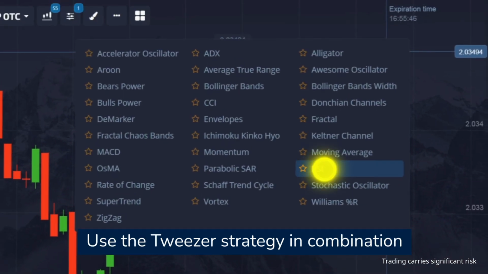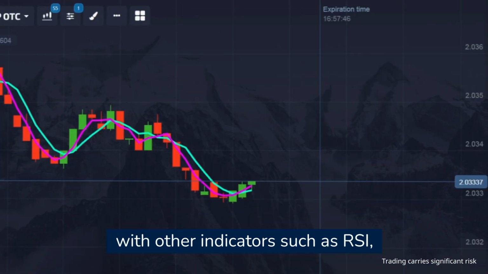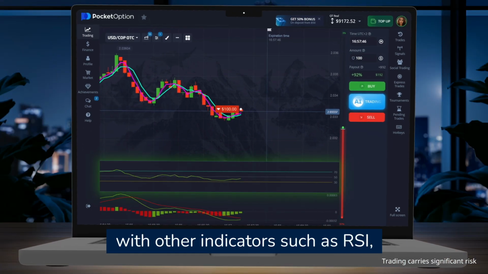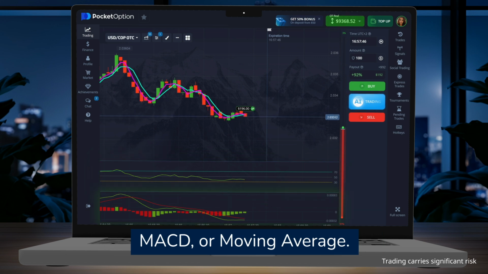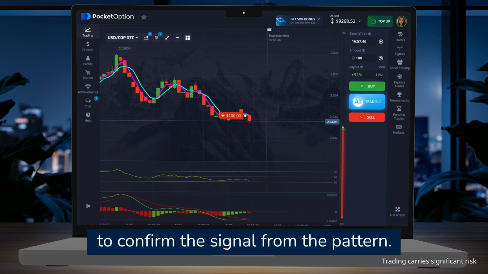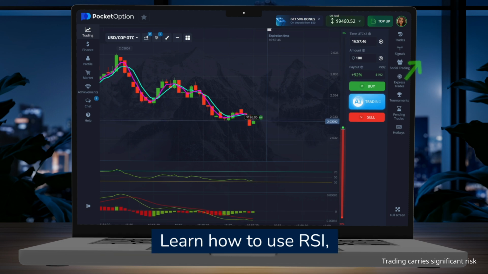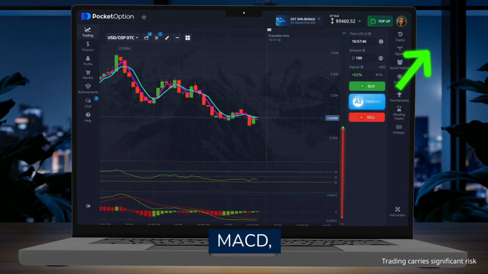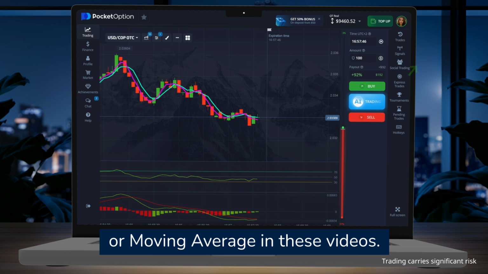Use the tweezer strategy in combination with other indicators such as RSI, MACD, or moving average. These indicators help to confirm the signal from the pattern. Learn how to use RSI, MACD, or moving average in these videos.